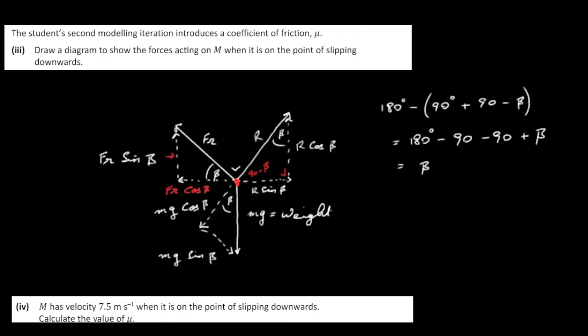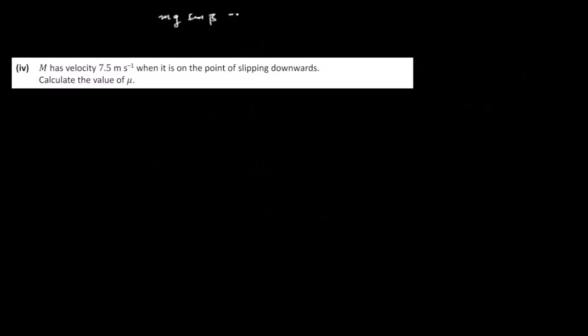Okay, so let's have a look at part 4. M has velocity 7.5 meters per second when it is on the point of slipping downwards. Calculate the value of mu. So what we're going to do here is the same as what we did in part 2, or B2. We're going to look at the forces up and the forces down. We're going to make an equation. We're also going to have a look at the centripetal force. We're going to make an equation. We're going to combine those two equations to work out mu. So it's similar to what we did before, but a little bit trickier, a little bit longer anyway.